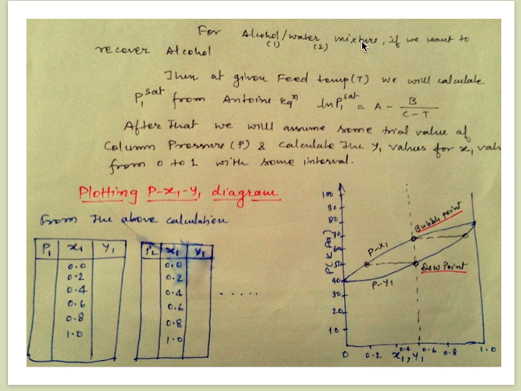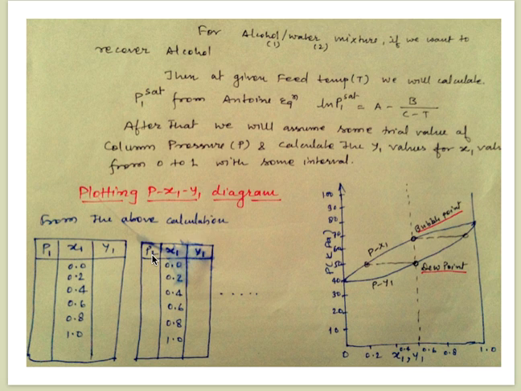So for an alcohol water mixture, if you want to recover alcohol, then at a given feed temperature we will calculate the P1 sat from the Antoine equation, like ln P1 sat equals A minus B upon C minus T. So for alcohol, the A, B, C values we will take from the pure properties given in a data book. These are Antoine constants, so we can take them from the data book like Perry. After that we'll assume some trial value of the column pressure P and calculate the Yi, with x values from 0 to 1 with some interval like I showed you previously. Then based on that one pressure value and the x1 values from 0 to 1, we will calculate y1.